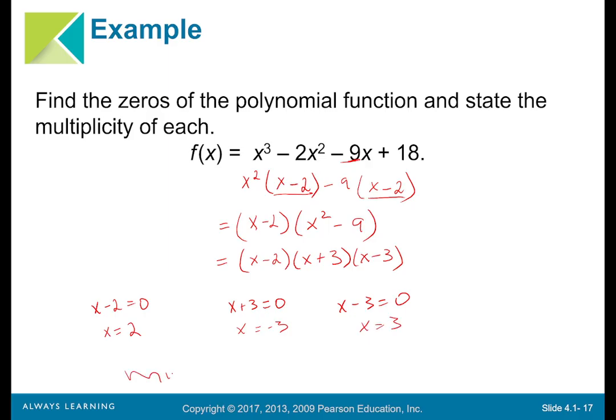And each of these have multiplicity 1 for all 3 of them, because they all have a 1 in their exponents. But we had to factor it first to be sure.